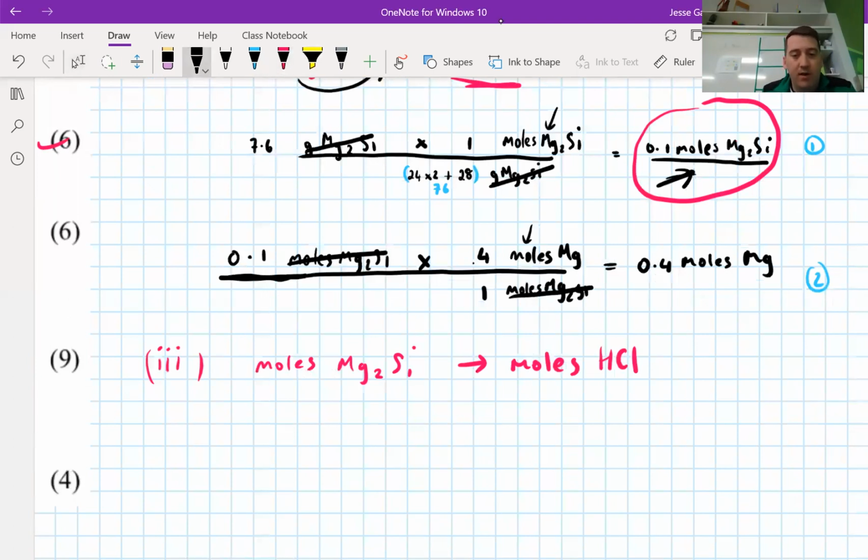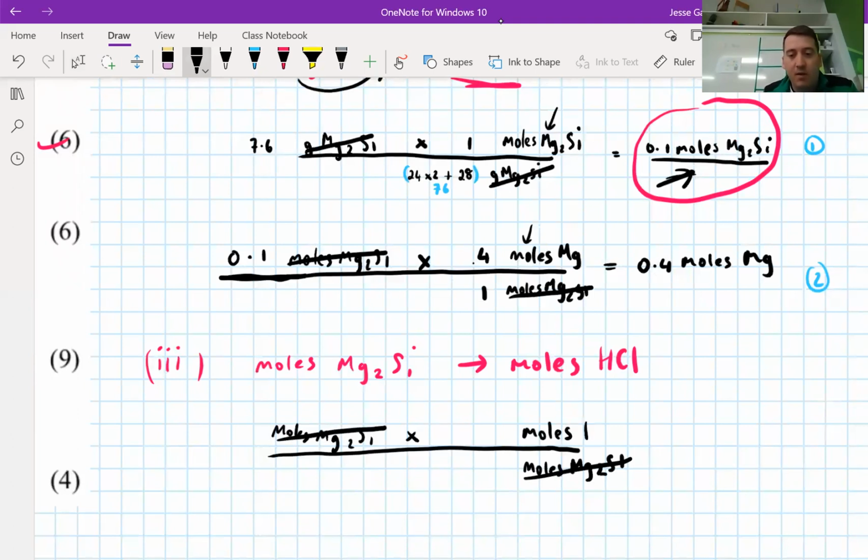This is what you should have done, setting up unit analysis. We've got a certain amount of moles of Mg2Si, and we're going to set up a conversion where we're going to convert to moles of HCl. So we want to put moles of Mg2Si on the bottom, so it cancels with those. And we're going to leave it with moles of HCl on top so that we're getting the unit that we want in our answer. Okay, so now we put in the numbers. You've got the unit analysis done. We're now going to put in the numbers.